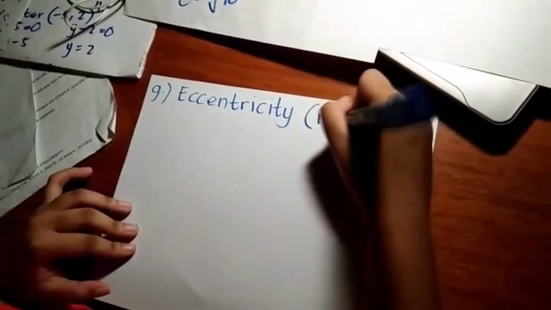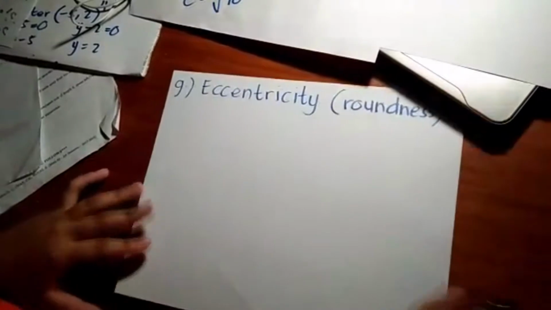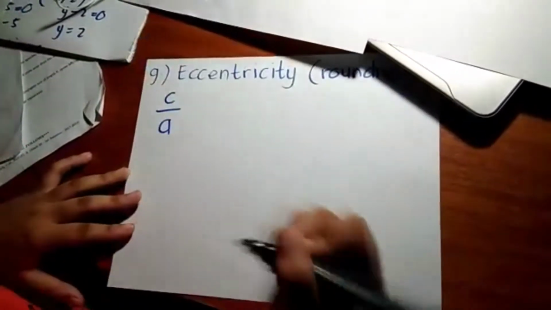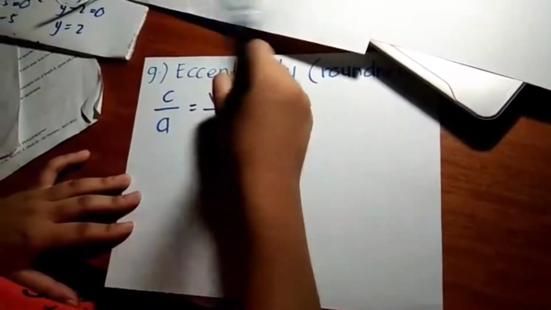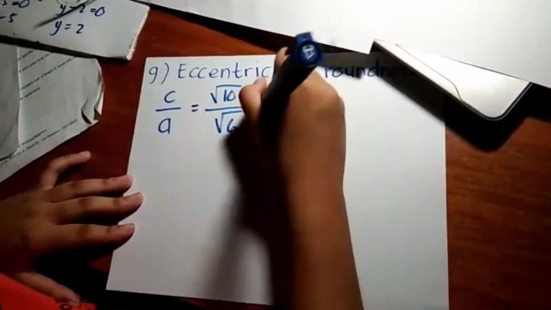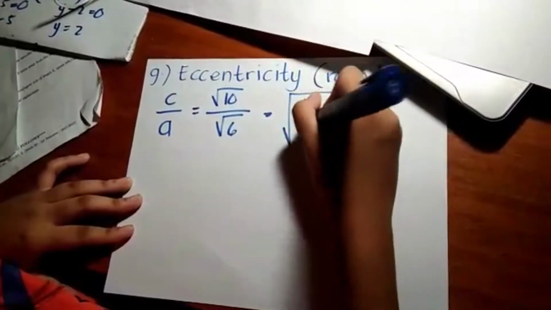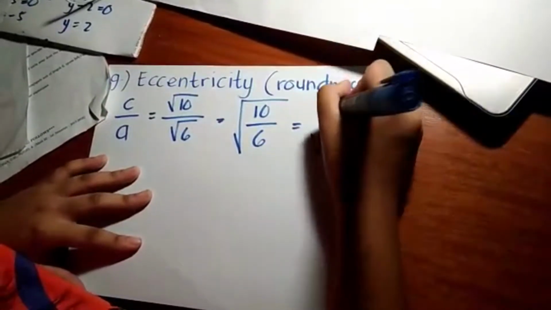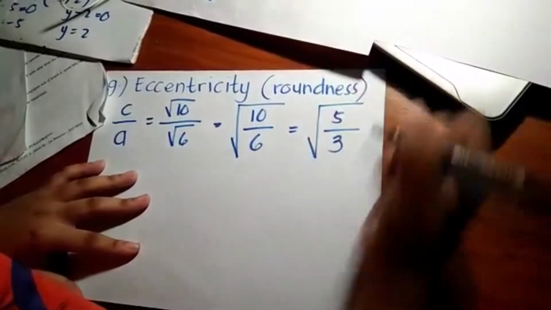Next is the eccentricity, which determines the roundness of our hyperbola. Our formula would be c over a, where our c is square root of 10, and our a is square root of 6, which is square root of 10 over 6. Our lowest density would be 5 over square root of 5 over 3.